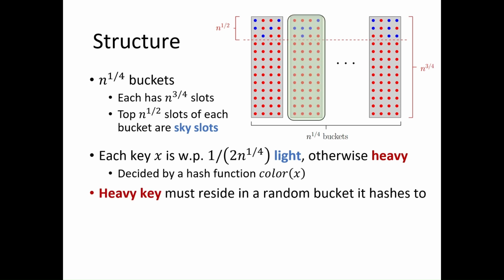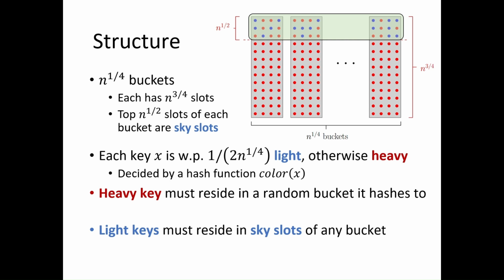For those two colors of points, we have different rules to store them. For a heavy key x, it is further hashed to one of the buckets using a second hash function h of x. Then we require that x must stay in the correct bucket that it hashes to. But this is the only constraint that we have for x's location, and within that bucket, any slot will be a valid location.